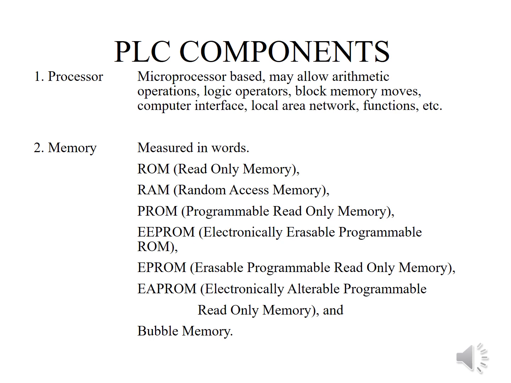Various components of PLCs. The first component is the processor. Microprocessor based, many allow arithmetic operations, logic operations, block memory moves, computer interface, local area network functions, etc. The second one is the memory, measured in words. The various memories associated are ROM, read only memory, RAM, PROM, EPROM. These are the various memories associated with PLC components.